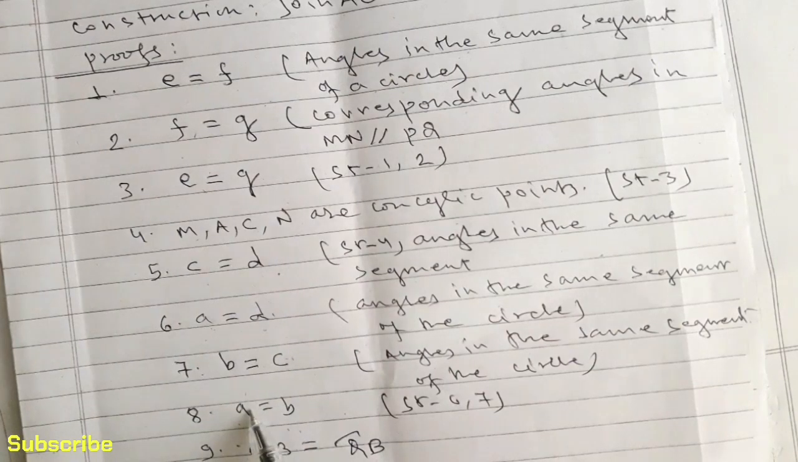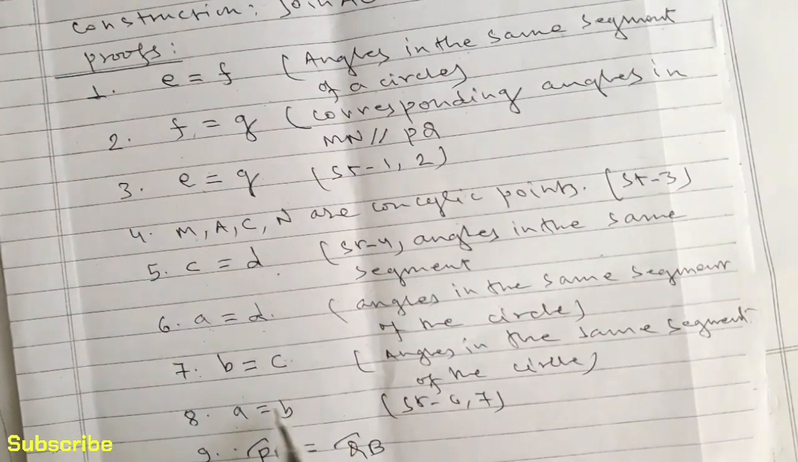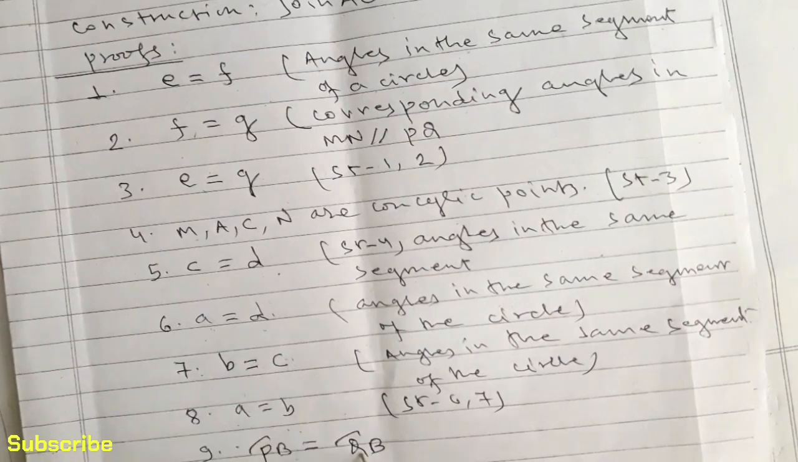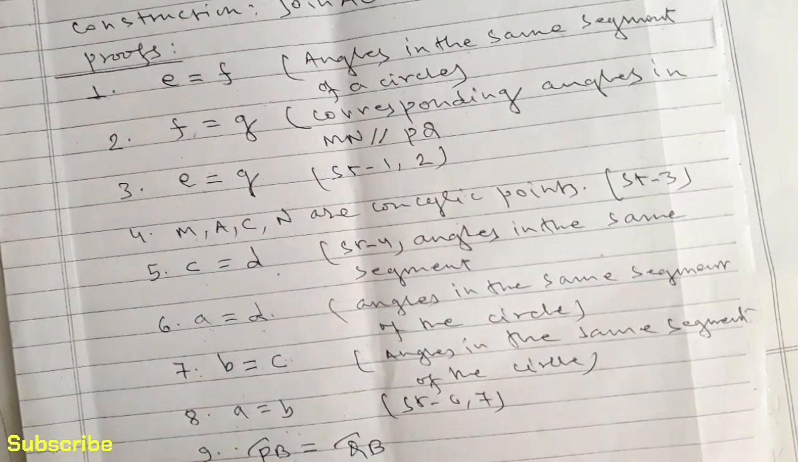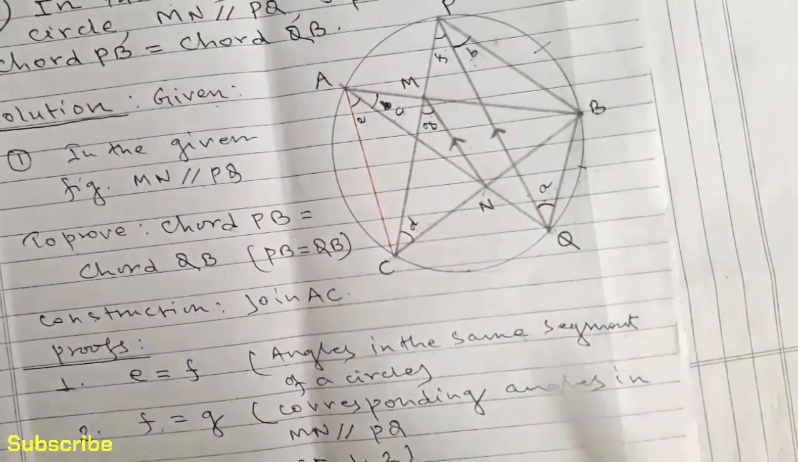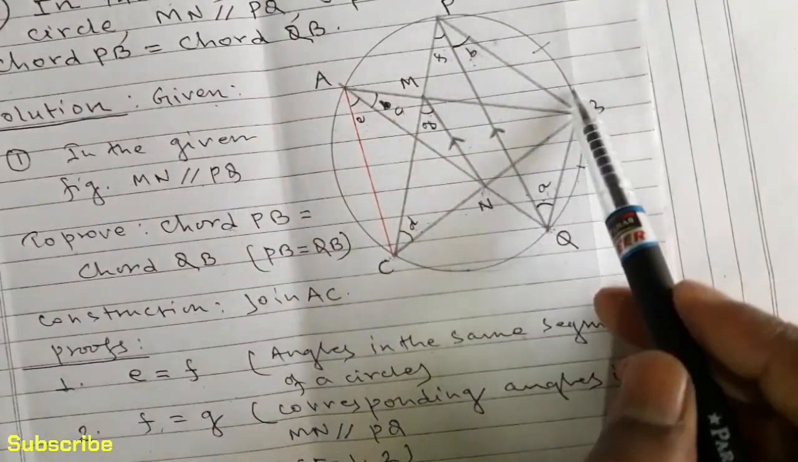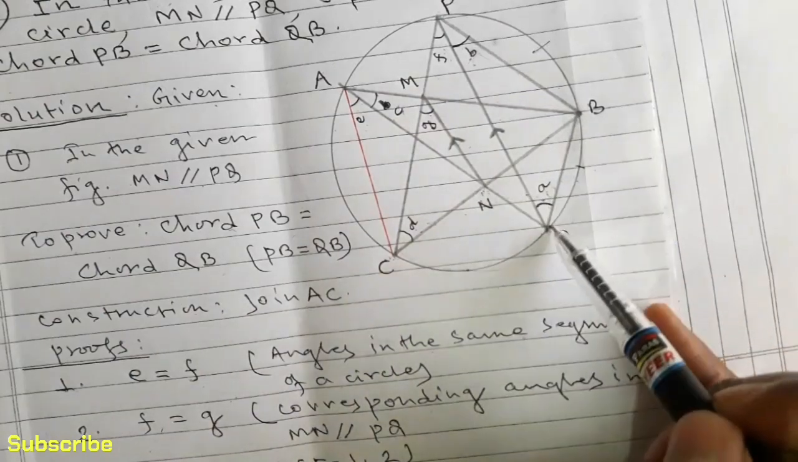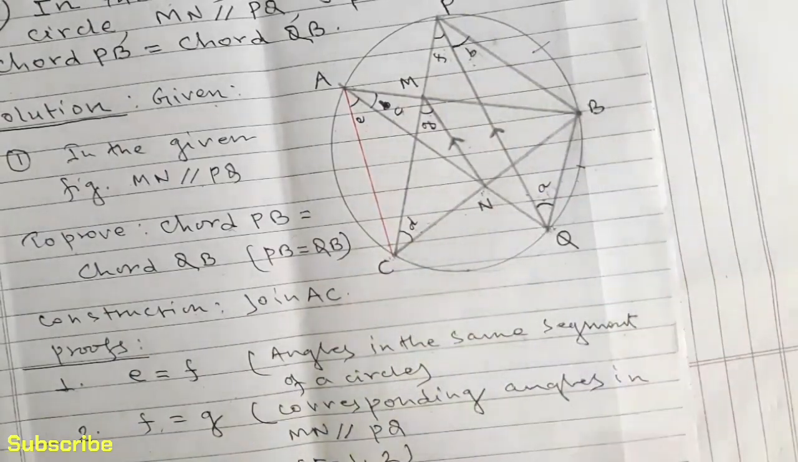So now we can write their corresponding opposite arcs are also equal. Angle A is subtended by arc PB and angle B is subtended by arc QB. So we can write arc PB is equal to arc QB.